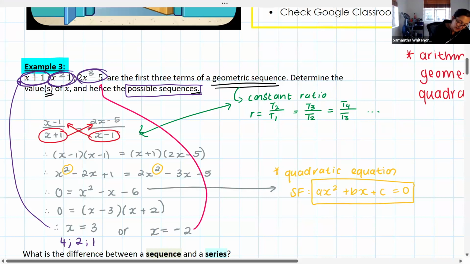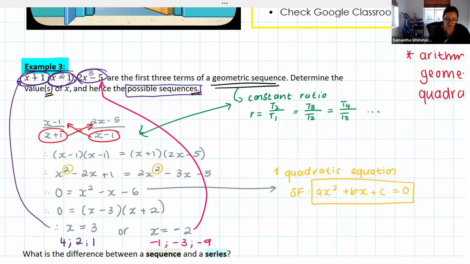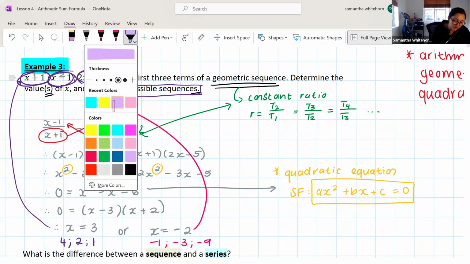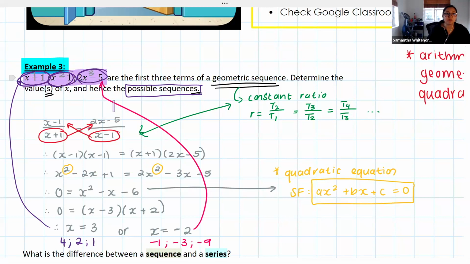If I now do exactly the same thing with the negative 2, negative 2 plus 1 is negative 1. Negative 2 minus 1 is negative 3. Negative 2 times 2 is negative 4, minus 5 is negative 9. Again, that's geometric. My constant ratio there is 3, so I'm timesing by 3 each time. And again, it's all found by going back to this original expression for the terms I was given and substituting in. You don't need to show the substitution. You can if you want. It's completely up to you. But you just have to give me the sequence at the end of the day once you found x.